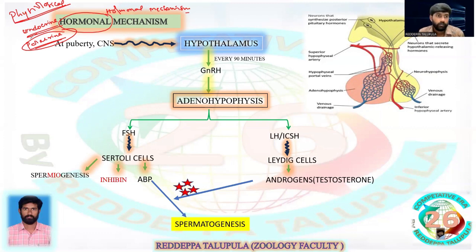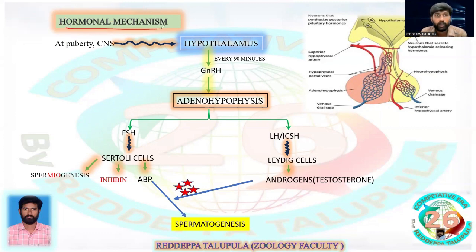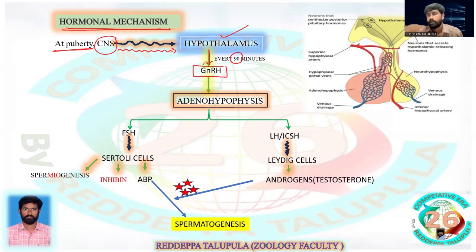Okay, see, hormonal mechanism. When puberty attains, the central nervous system gives signals towards the hypothalamus. For every 90 minutes, hypothalamus secretes gonadotropin releasing hormone. Gonadotropin releasing hormone. Okay. Next, see, keep it in mind.